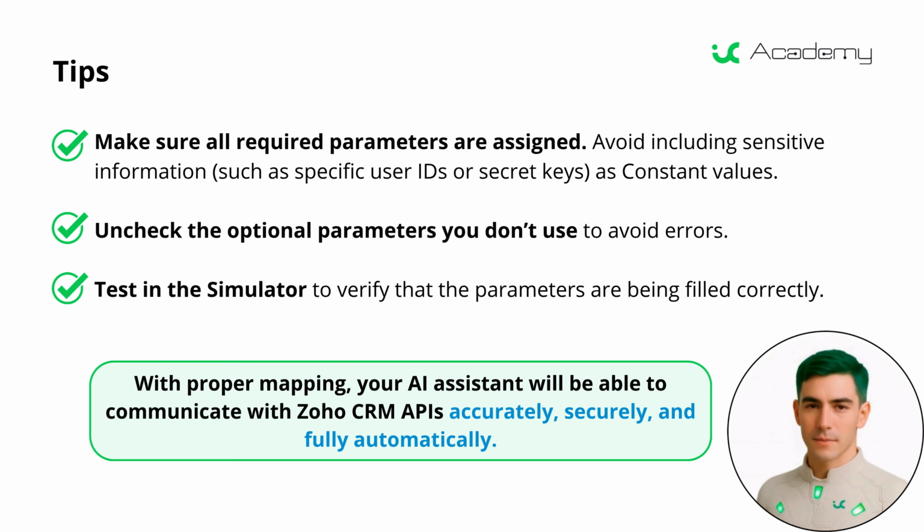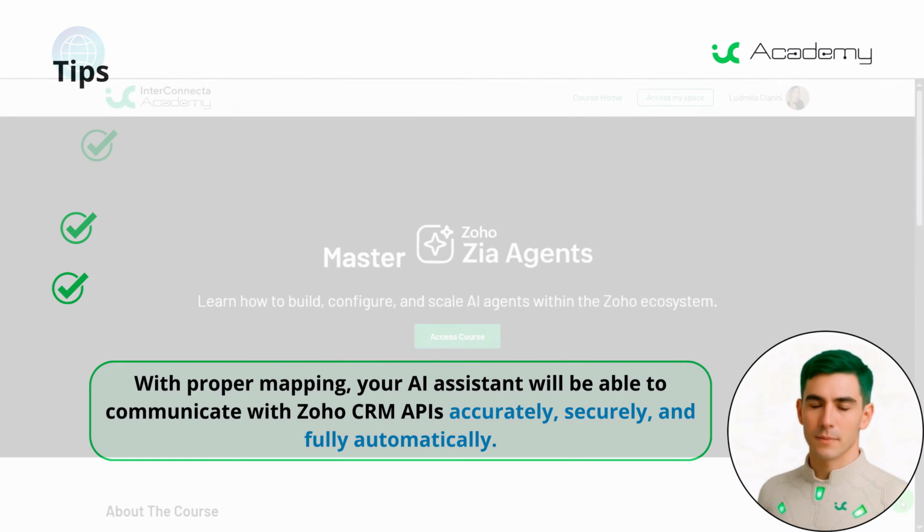And that's it. This is how you can properly edit and configure your agent's Tools Param Mapping in ZIA Agents. With good mapping, your AI assistant will be able to communicate with Zoho CRM APIs accurately, securely, and fully automated.